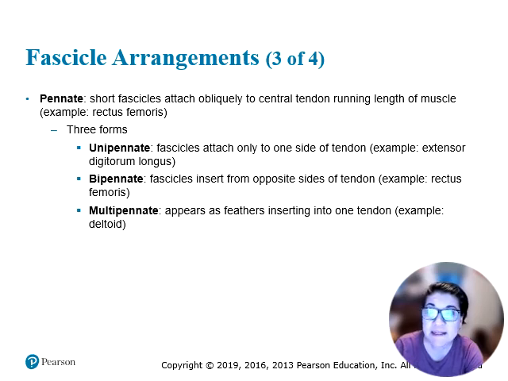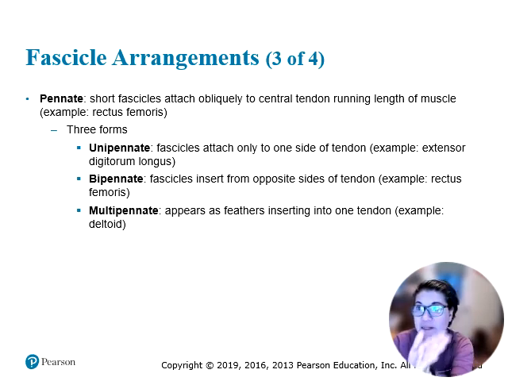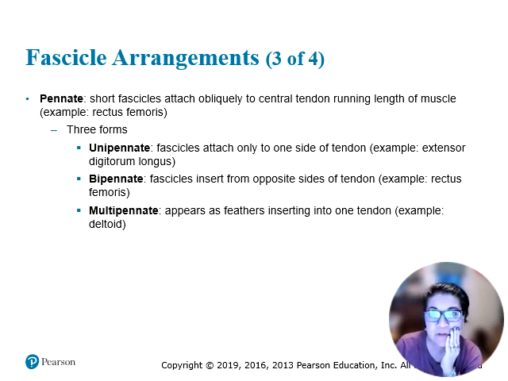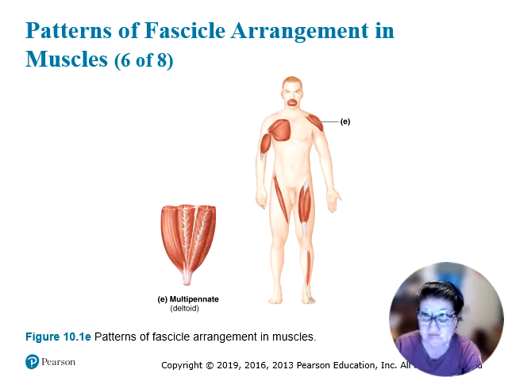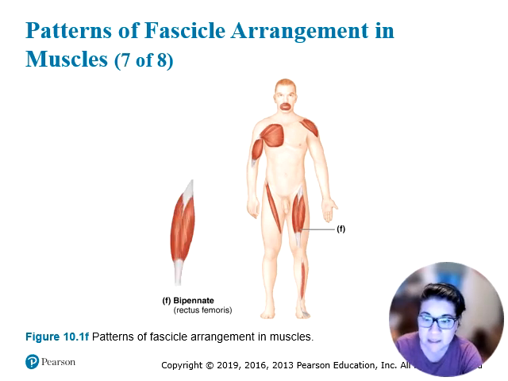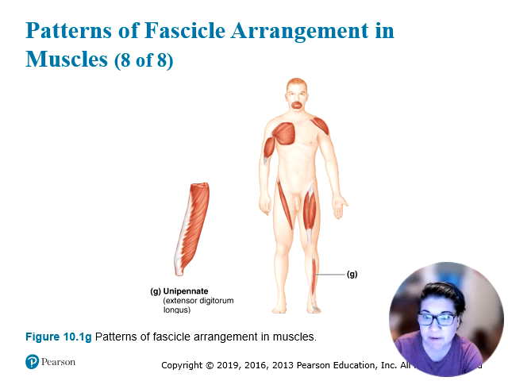Okay, so pennate is when they are attached obliquely like a feather, running in that direction. There's unipennate, bipennate, or multipennate. Unipennate is they're only attached to one side of the tendon. Bipennate is two sides, and then multi is multiple. So that's what multi looks like. You can see many different of those origin lines, and then they are attached there. There's bipennate and there's unipennate.